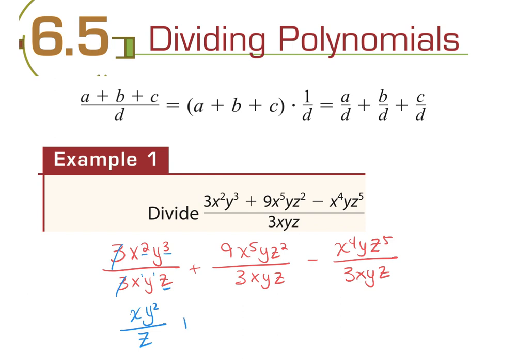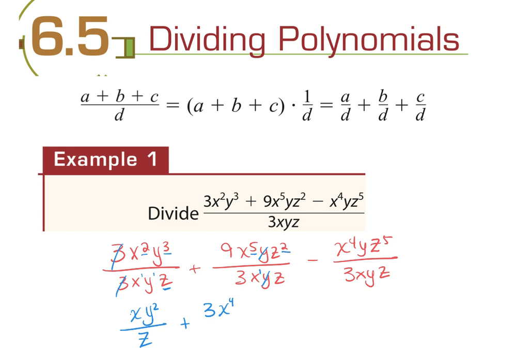Then I'm going to go to my next piece. What is 9 divided by 3? 3, and so I have a 3 in the numerator. I have x to the 5th over x to the first. On top, 5 minus 1 is 4. I have a y over y. Well, that is just going to cancel out. Anything divided by itself is just 1.